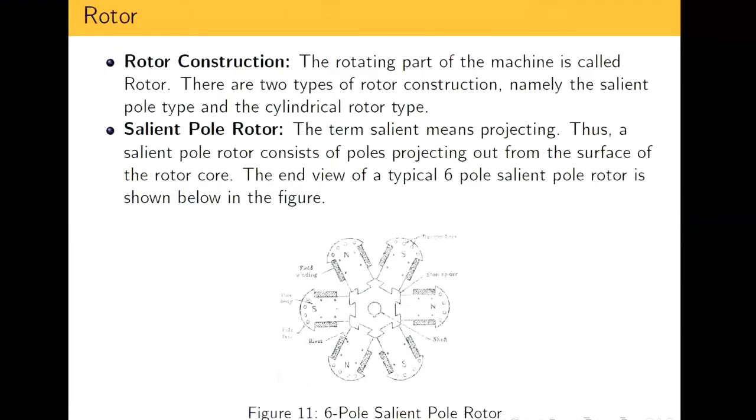Yeah, so this is rotor construction, salient pole rotor, as you can see from the diagram. Right, salient pole rotor, you know salient pole is protruding or projecting, therefore the poles here are clearly visible that they are protruding out from the rotor. Right, the rotating part of the machine is called rotor, you know that. And there are two types of rotor constructions, namely the salient pole and cylindrical. Let us see for salient pole rotor. Right, means projecting, and thus a salient pole rotor consists of poles projecting out from the surface of the rotor core, and this is a view of a 6-pole salient pole rotor. You can see this.